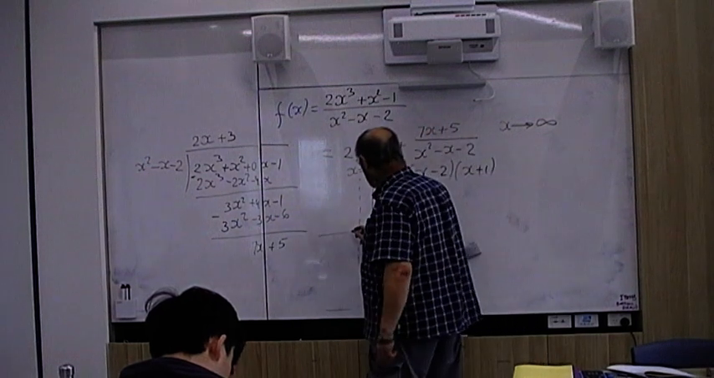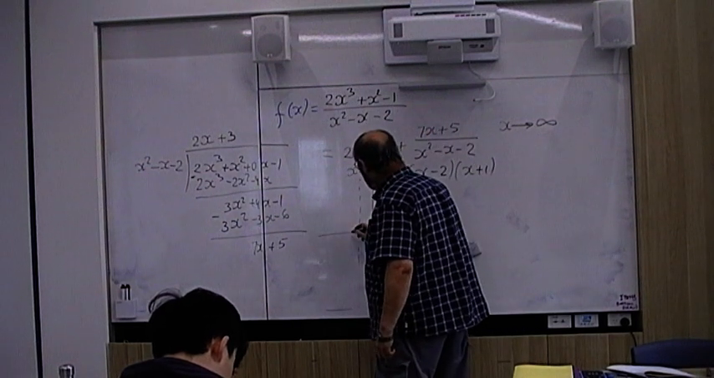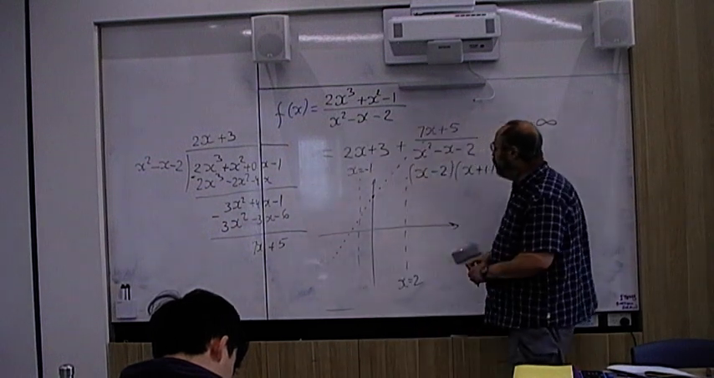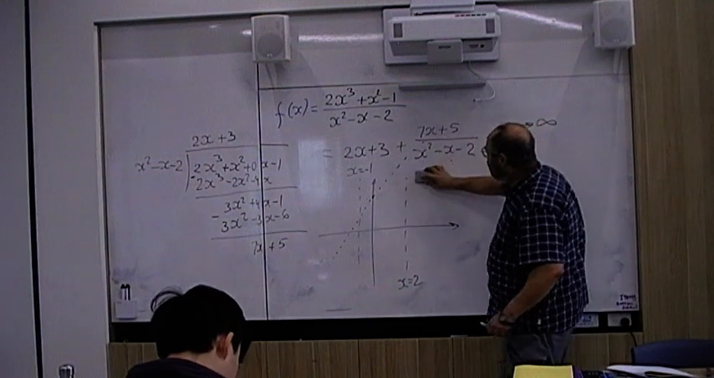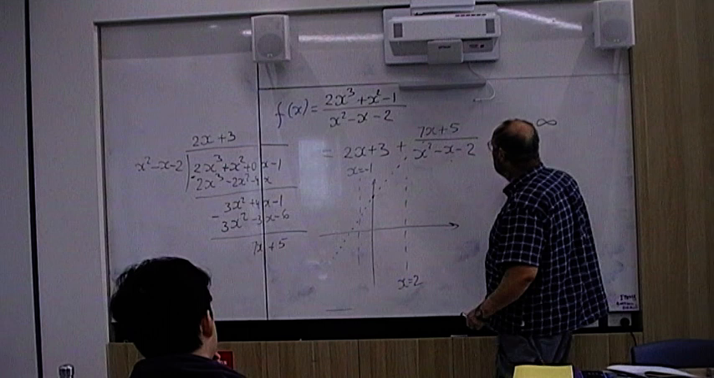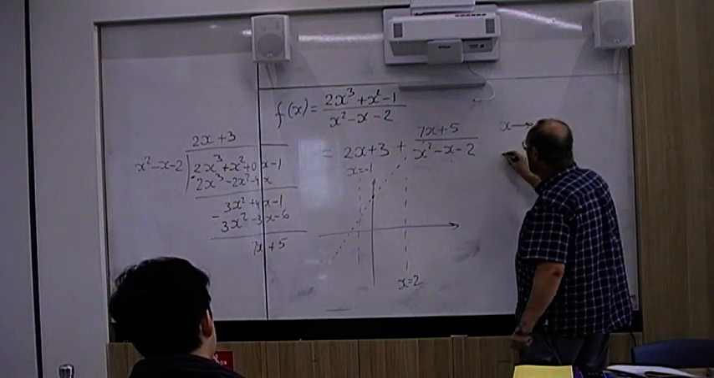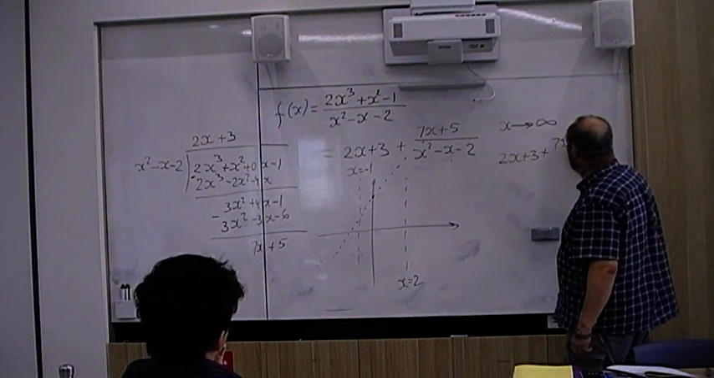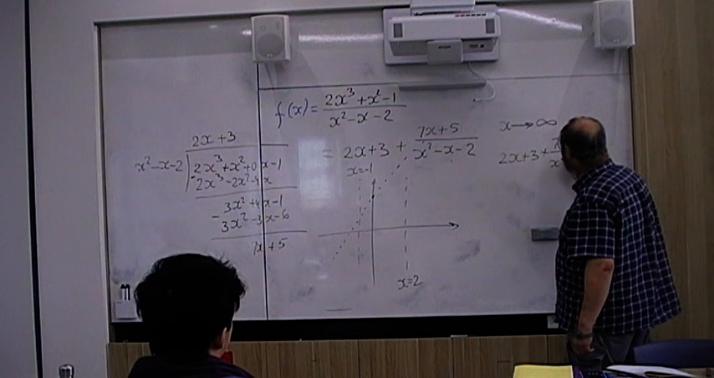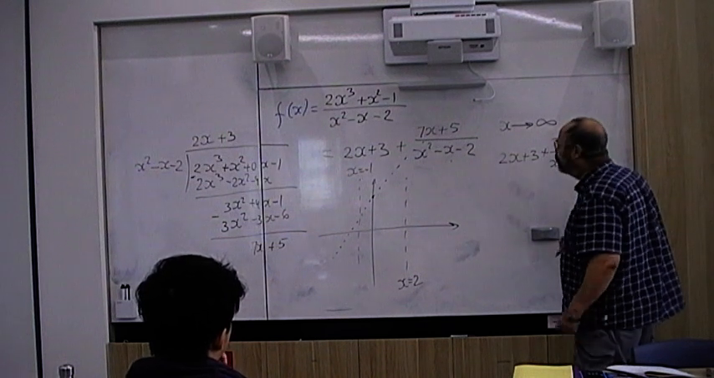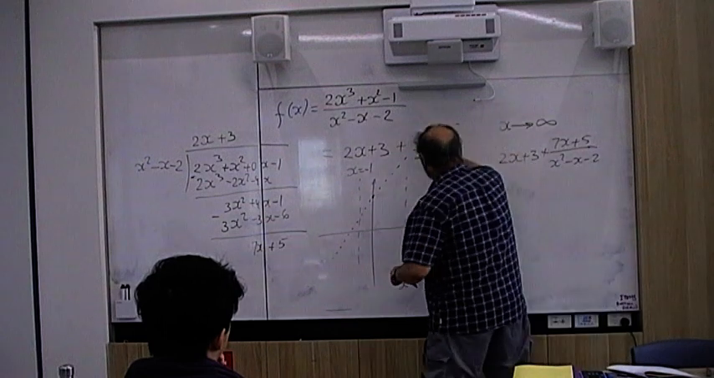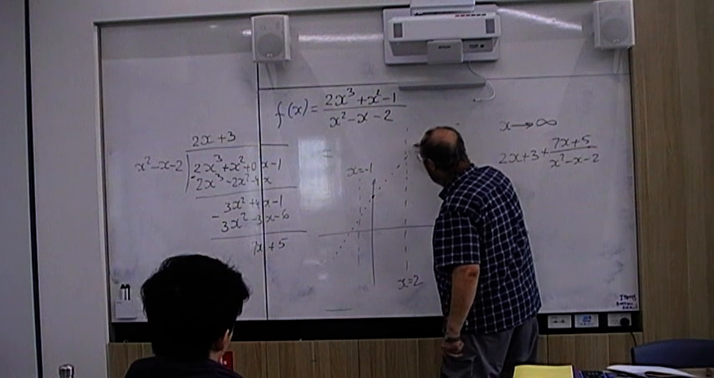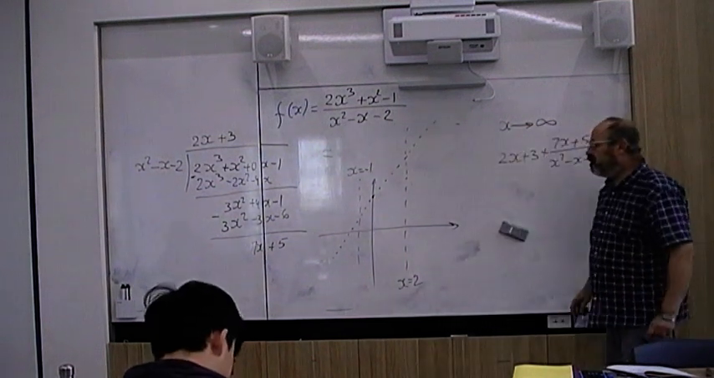So it will be here. This is 3. So we can have asymptotes like this. I will write this more to the right so we have room for the graph. 2x plus 3 plus 7x plus 5 over x squared minus x minus 2. And I will clear it here. Now, let's start.